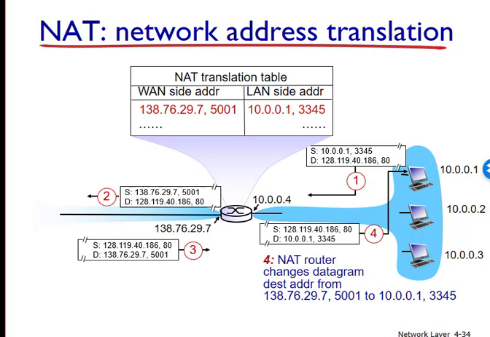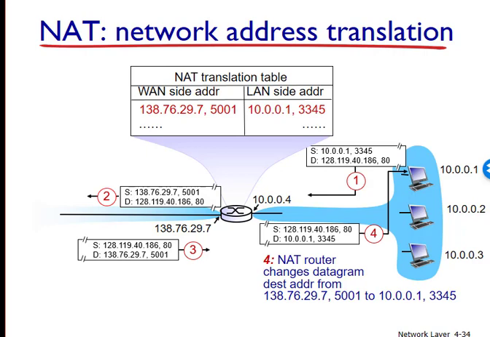NAT has enjoyed widespread deployment in recent years. But we should mention that many purists in the IETF community loudly object to NAT. First, they argue that port numbers are meant to be used for addressing processes, not for addressing hosts. Okay, we've already talked about port numbers and how they're used in TCP. This violation can cause problems for servers running on the home network since, as we have seen in Unit 2, server processes wait for incoming requests at well-known port numbers.